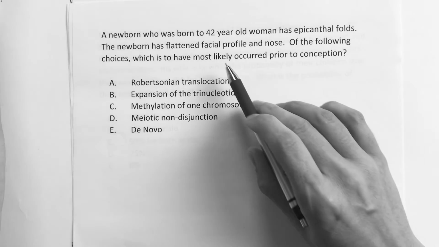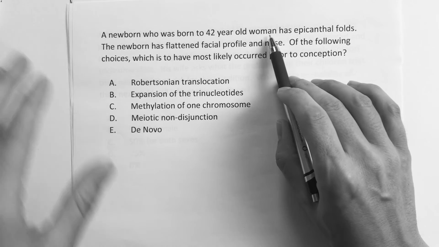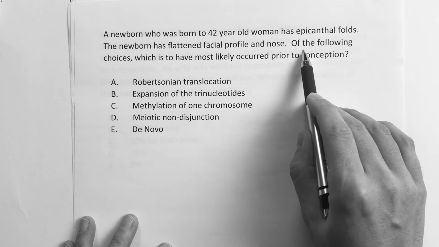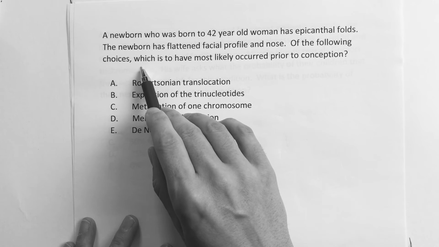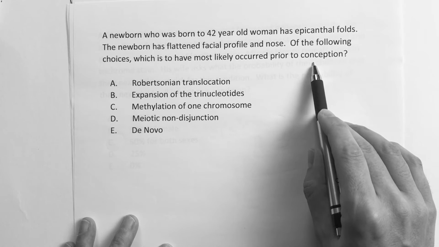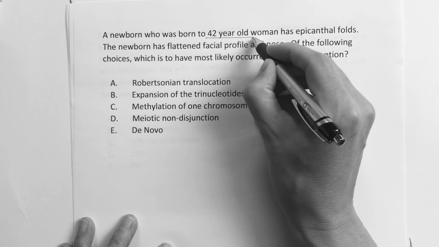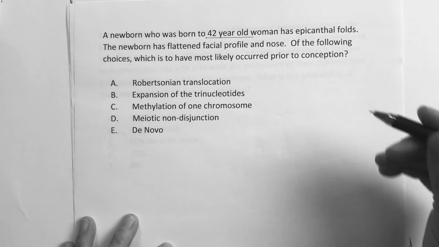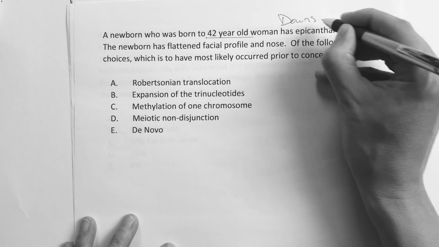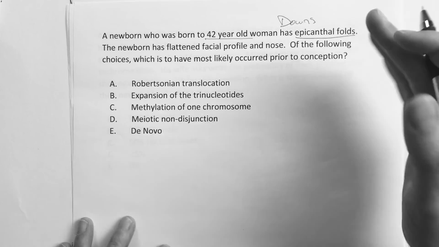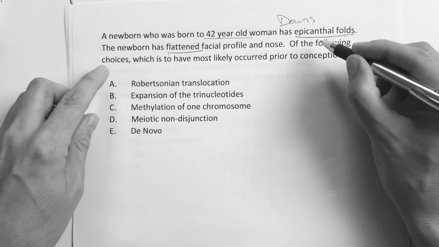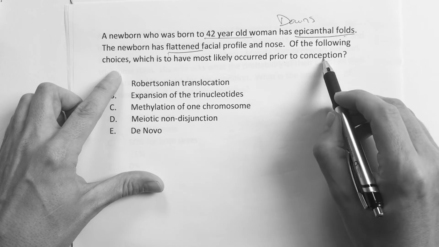This one says a newborn was born to a 42-year-old woman and has epicanthal folds. The newborn has a flattened facial profile and nose. Of the following choices, which is most likely to have occurred prior to conception? Anytime you see a woman in her 40s having a child, you've got to be thinking Down syndrome. And then they throw epicanthal folds in there with a flattened face, so we know it's Down syndrome. So which is the most likely to have occurred prior to conception?